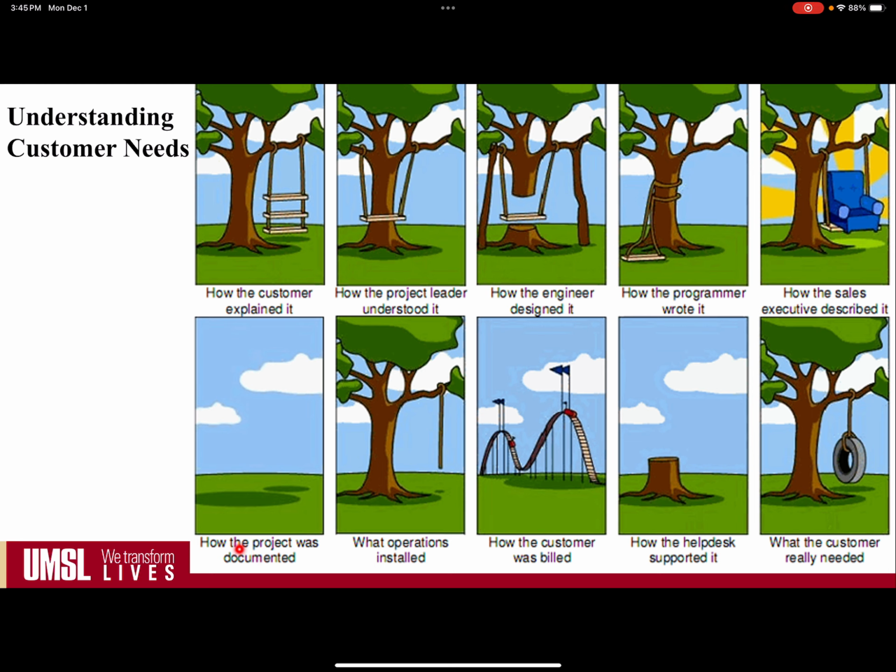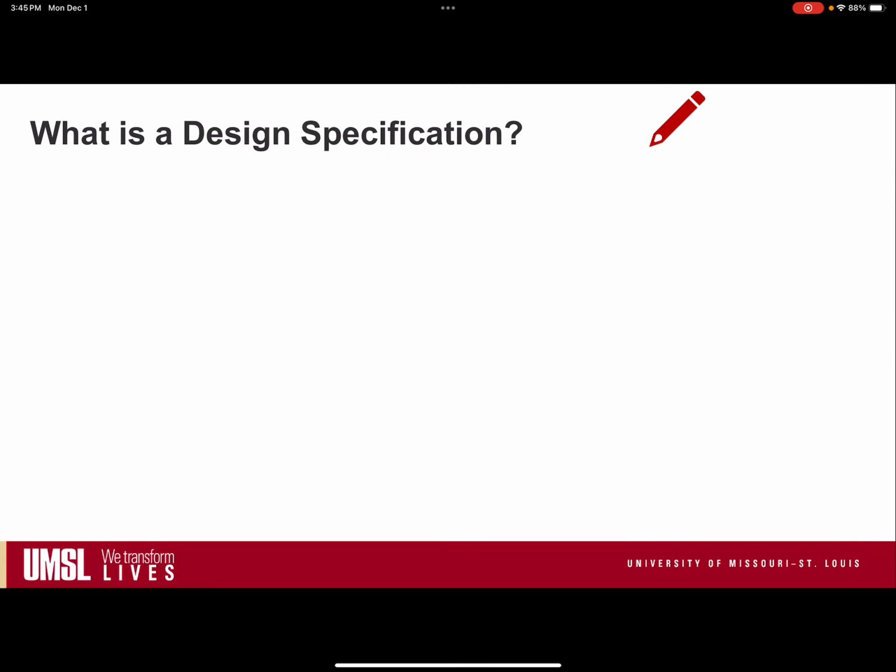This is how the project was documented. A lot of the time documentation is not present. And then how the customer was billed. The billing department doesn't care about the design process. And then at the end, what the customer really needed. So what the customer needed was not the same as what the customer explained. If we are on the same page and understand the customer needs better than the customer, we could have a really good design. But what is the design specification?